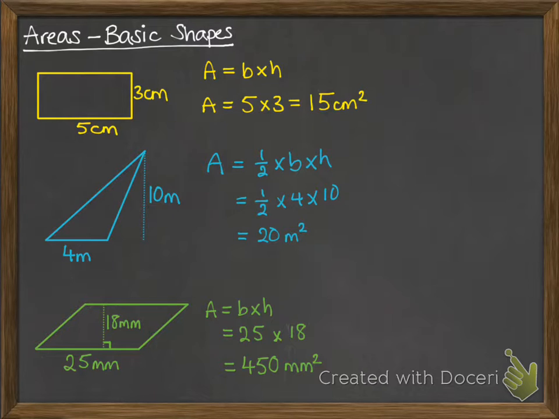And then we have parallelograms. That's a real simple one. It's like a rectangle that's been pushed over, so it has the same formula for finding the area. It's base times height. Again, make sure you've got the perpendicular height and you don't use the length of one of those sloping sides instead.